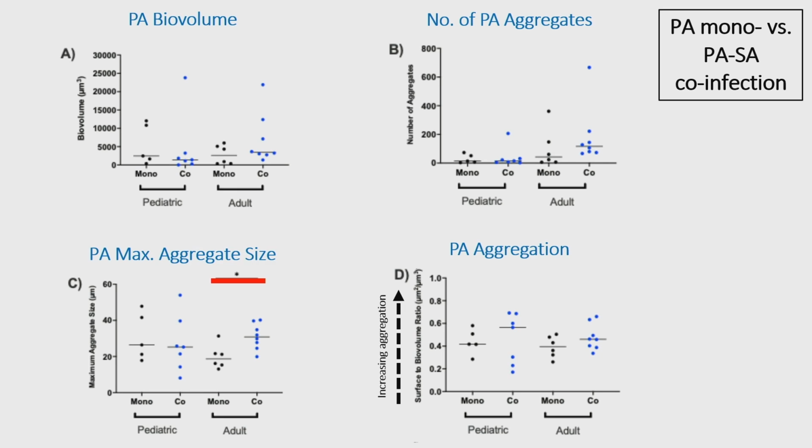In terms of biovolume and aggregate size, this is only shown more in the adult patients, where the co-infection has greater aggregate number compared to mono, and a similar type of trend is happening with biovolume, but not significant yet.